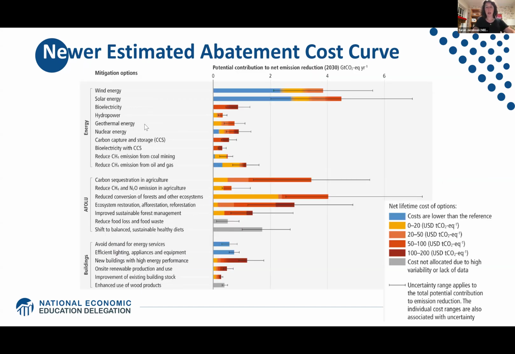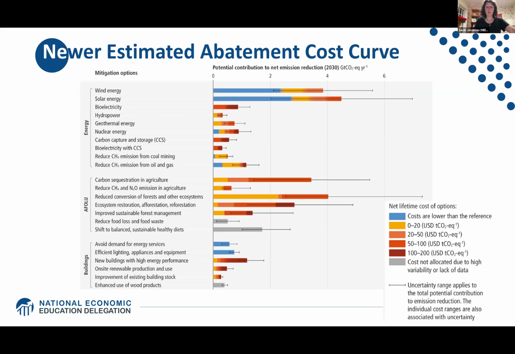Each block has a bunch of mitigation opportunities, and each mitigation opportunity has a length that represents how much scope it has to reduce our emissions, according to these studies, and colors that represent how costly or expensive it is. And the blue represents opportunities that are right now in the money. So these are things that we should be able to do right now without any subsidies. It's worth it to make these investments right now.